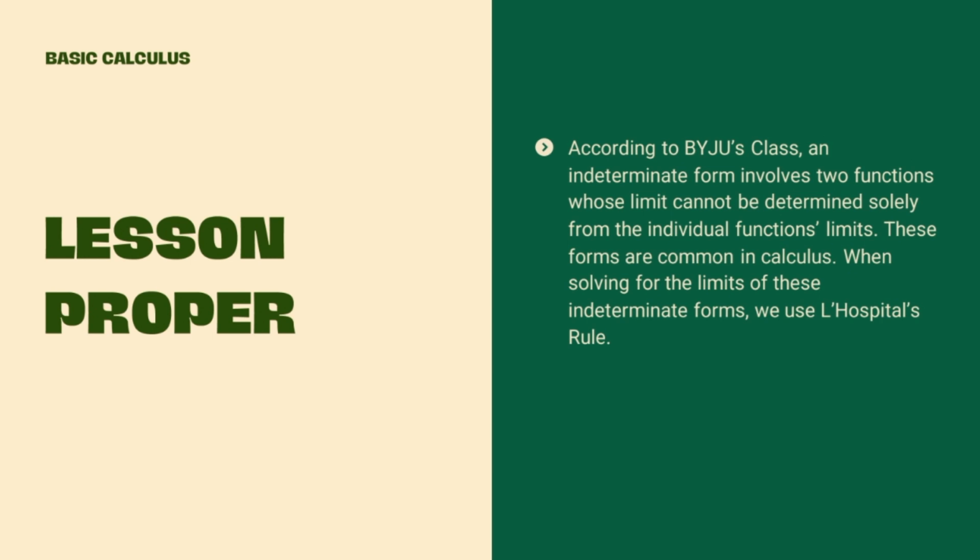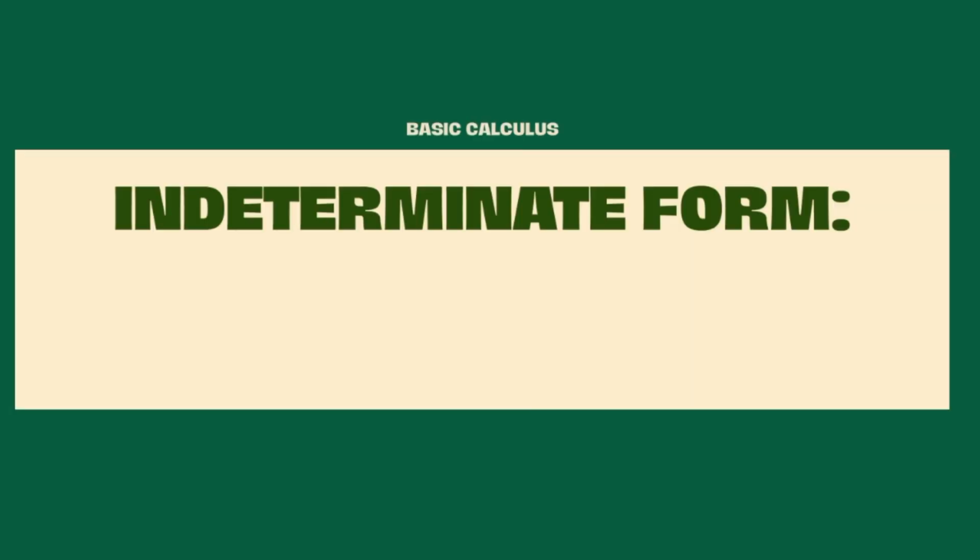According to Peach's class, an indeterminate form involves two functions whose limit cannot be determined solely from the individual function's limit. These forms are common in calculus. When solving for the limits of these indeterminate forms, we use L'Hopital's rule. Now, let's begin with discussing the proof of limit in an indeterminate form.